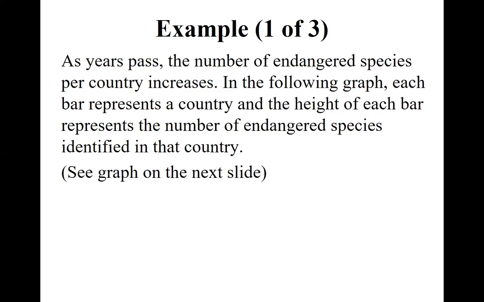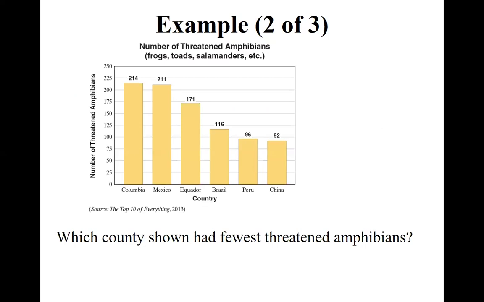As years pass, the number of endangered species per country increases. In the following graph, each bar represents a country, and the height of each bar represents the number of endangered species identified in that country. Let's look at this graph on the next slide.